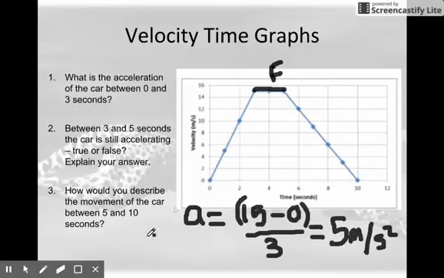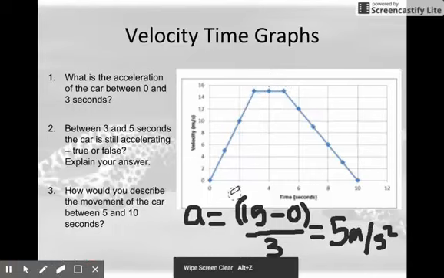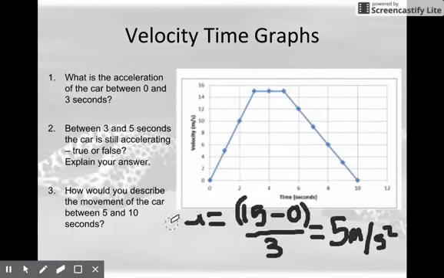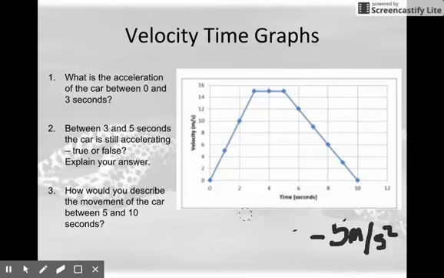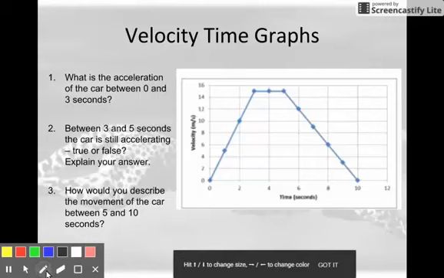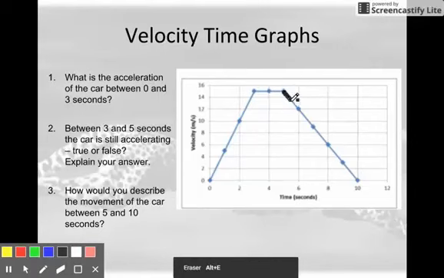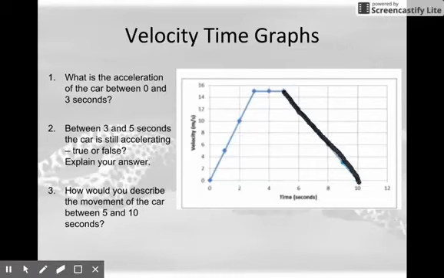And then lastly, we have this last section here. So question 3, how would you describe the movement of the car between 5 to 10 seconds? So that last line, how would our car be moving? So from here to here, our speed is what? It's going from 15 all the way down to 0. So we would say our velocity or our speed is decreasing, and our acceleration would be negative or going down.